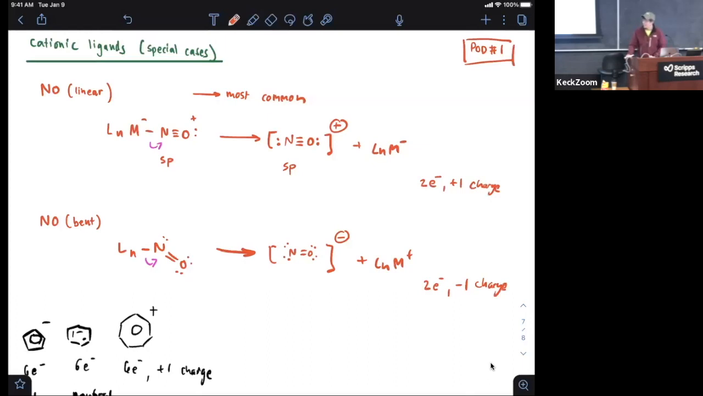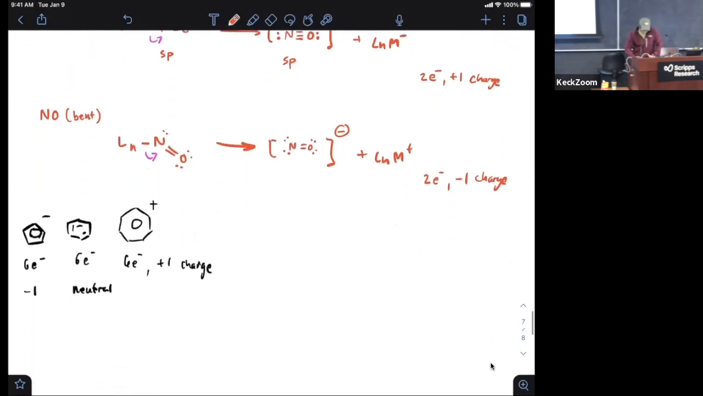Okay, very good. Any questions on that? And as a reminder, there's a handout that has a broader array of ligands than those we've covered today and shows how to electron count for them. So I'd encourage you to take a look at that handout.